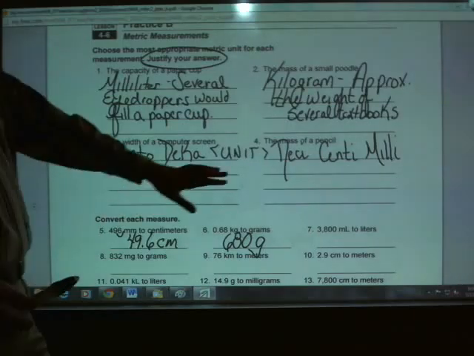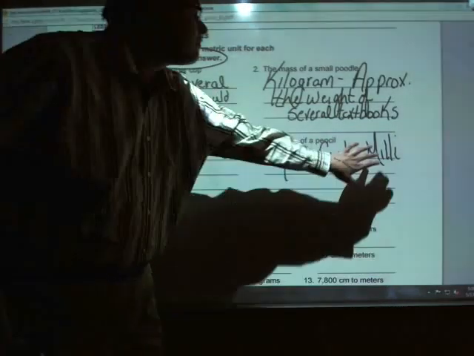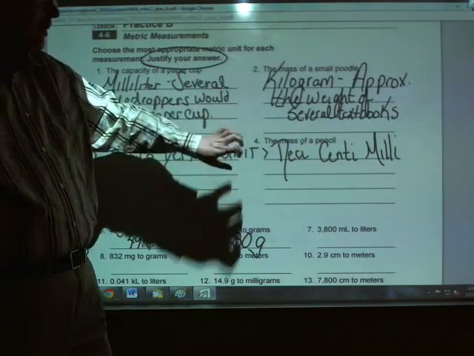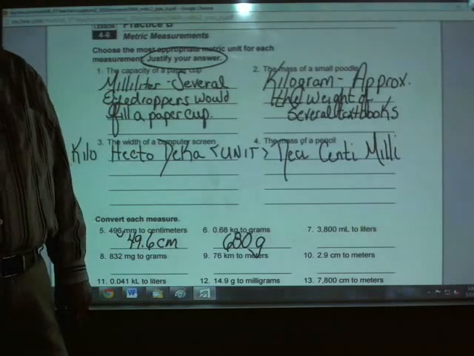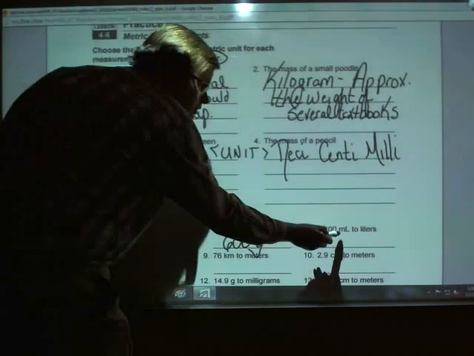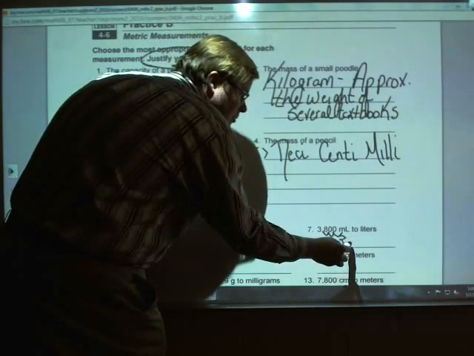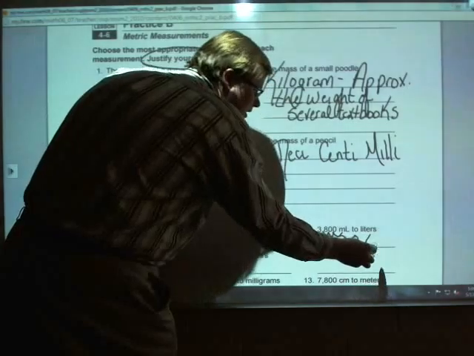Finally, in number 7, 3,800 milliliters being converted to liters. If I look at my chart, I start at milliliters and I go to liters. That's 1, 2, 3 jumps to the left on my chart. So the decimal in my number is also going to make the same move in the same direction, 3 jumps to the left. So I go 1, 2, 3 jumps to the left, and I end up with 3.8 liters.